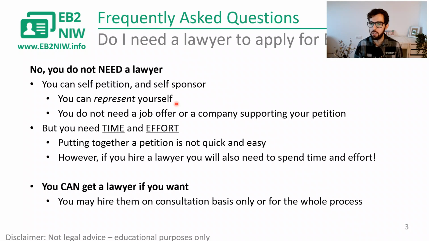You do not need a job offer or a company supporting your petition. If you do have a company supporting your petition, it's good. You can use that to your advantage, but you don't need it. For example, in my case, I was working for a US company and they did support me through the process, but they did not support me, let's say, on paper. They were not needed. They didn't need to sign any of my forms. They didn't need to give me permission to apply. They just supported me through, for example, recommendation letters.